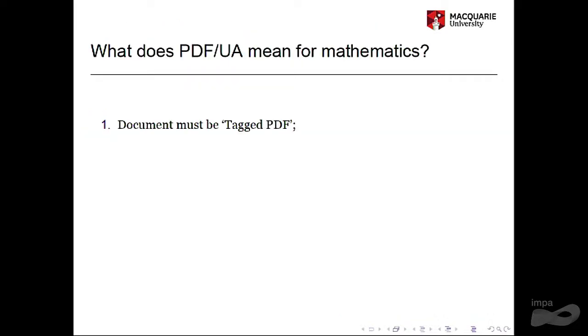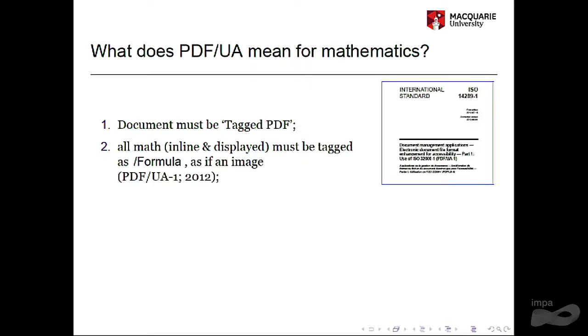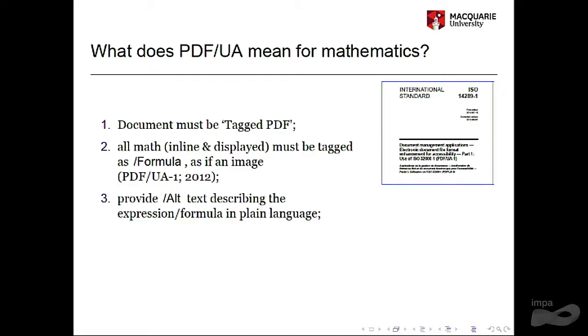Okay, what does this mean for mathematics? Well, the document has to be tagged PDF for starters. No choice. All math, inline and displayed, has to be tagged as a formula, just as if it was an image in a document, but it doesn't have to be an image. We're not saying that. It just has to be tagged to say it's a formula, and then you're meant to have alternative text describing the expression or the formula in plain language.